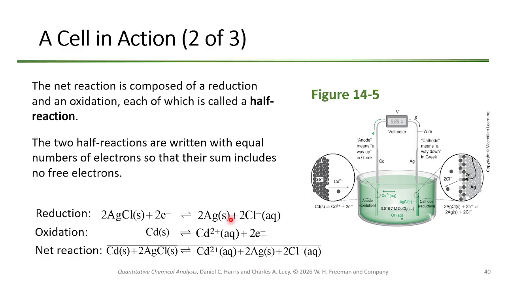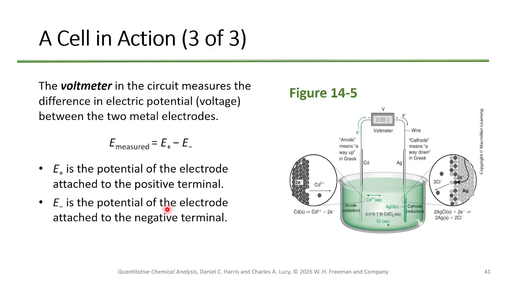Okay. What always has to be true about the electrons for a reduction versus an oxidation? The electrons are always a reactant in the reduction, right? They always have to be a product in the oxidation. Oxidation loses the electrons, reduction gains the electrons.